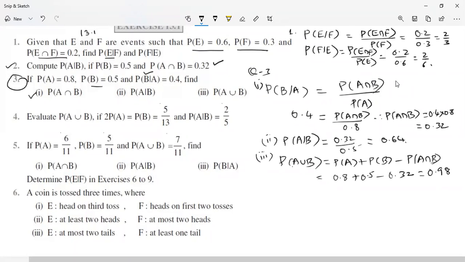So these are the questions where all the values are given. You have to apply the formulas. Question number 4, question number 5. Okay, so I think I should go ahead to question number 6.